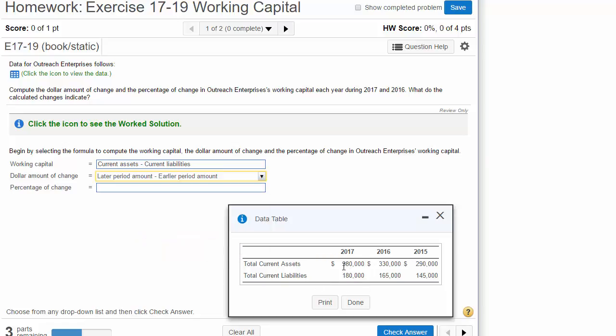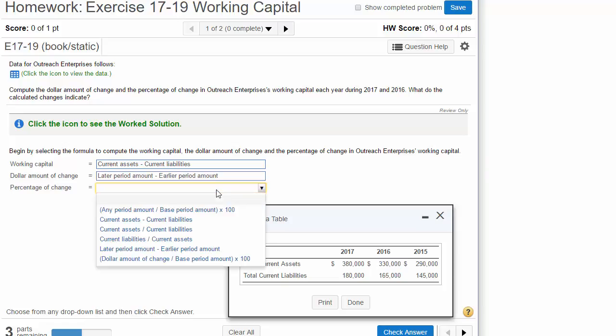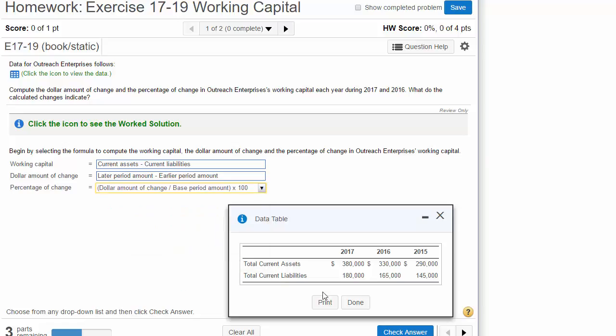So for example, to figure out how much current assets changed for 2017 and 2016, you just take the current year and subtract the previous year. And then how do we calculate percentage change? It's the dollar amount of change, so this is new minus old, divided by the base year or the base period amount. That's the same as saying old. So new minus old divided by old, and then multiply by 100 to convert it to a percentage.